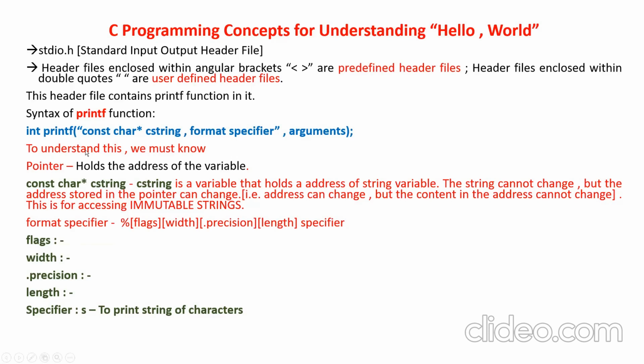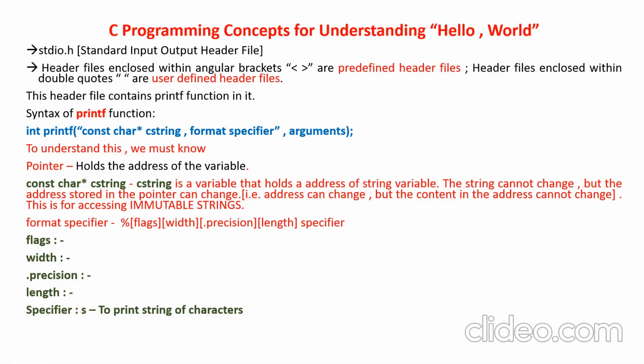So what is meant by a pointer? It is a variable which holds the address of another variable. So what does this const char C string indicate? C string is a variable. It points to a location. The content in that location is constant, but you can vary the address. Whatever address you go to, it must be a read-only location. So the C string is pointing to a read-only location.